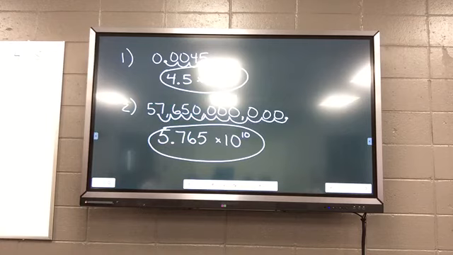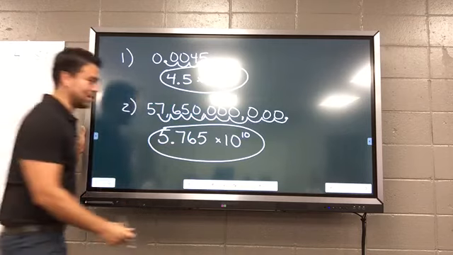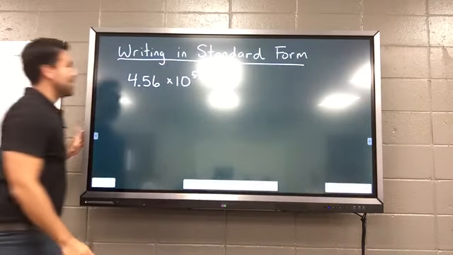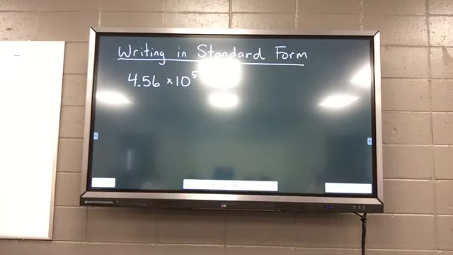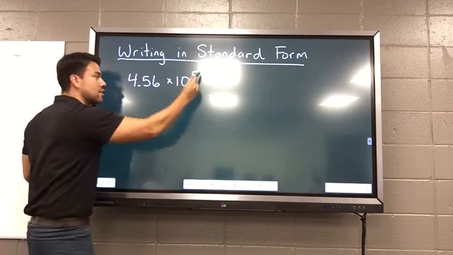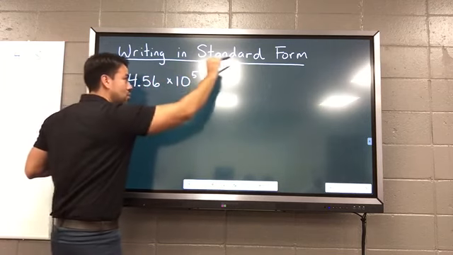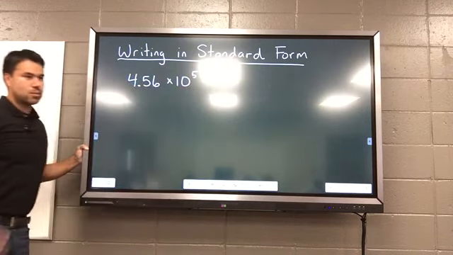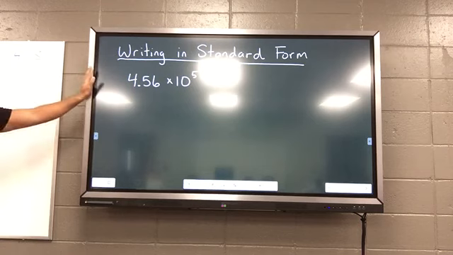We're making math easier, despite what maybe some of you might think. Okay, let's go. This is the last part we're going to do, writing in standard form. What we have been doing is writing standard form numbers into scientific notation. Now what I'm going to do is write scientific notation into standard form. So we have to be able to convert back and forth.